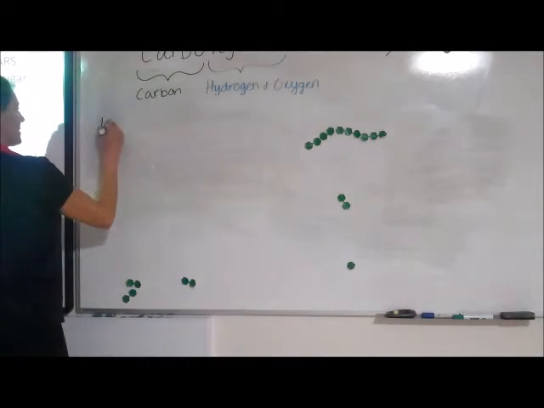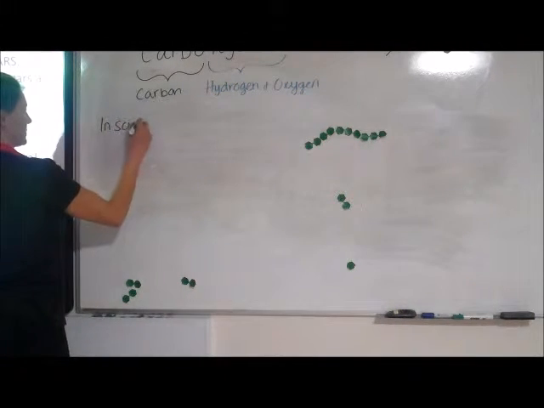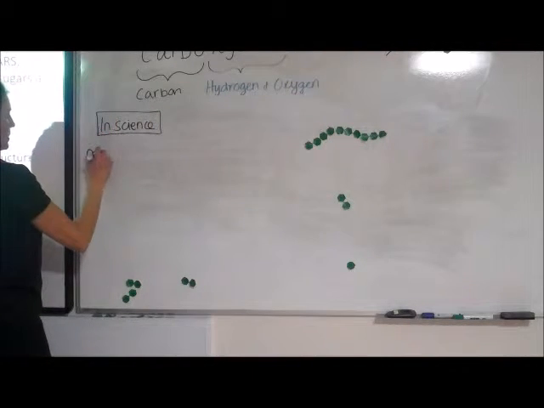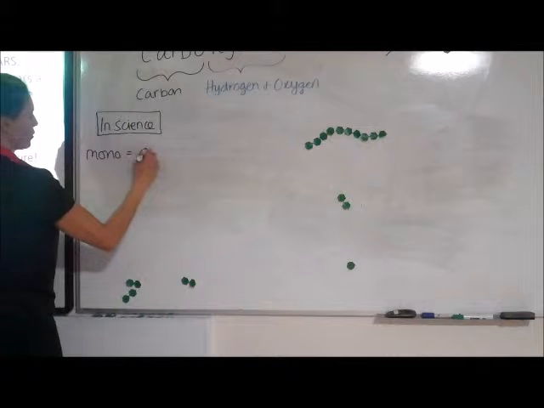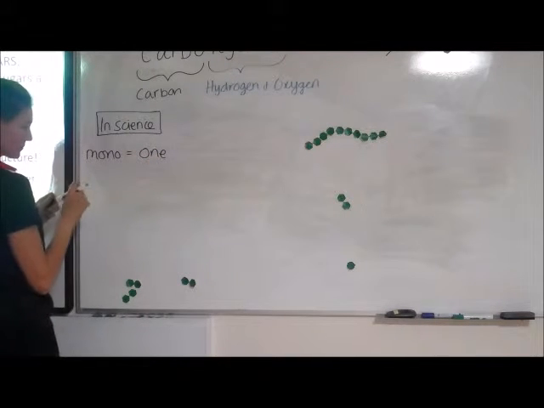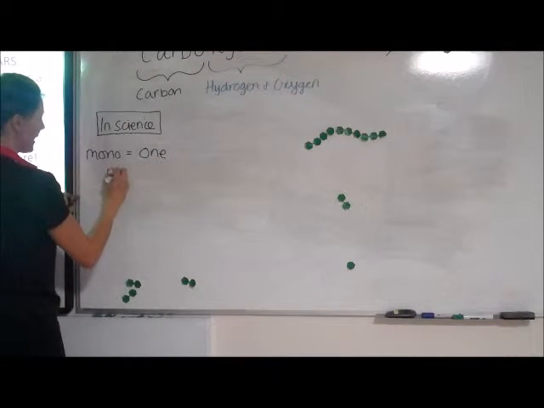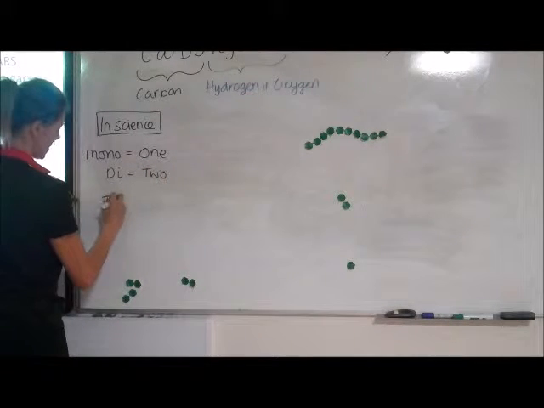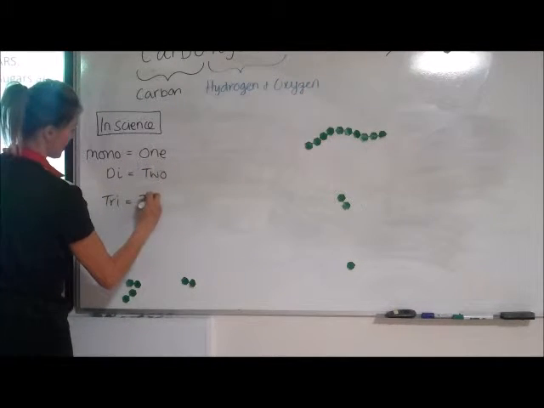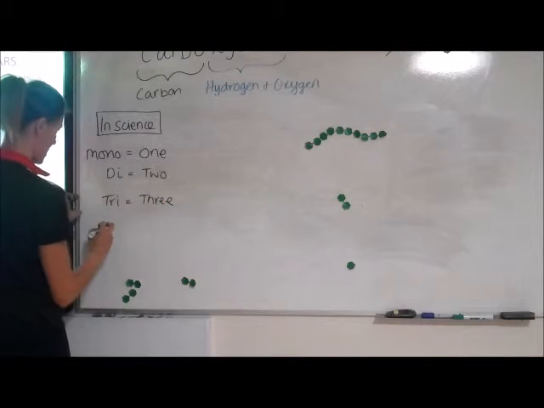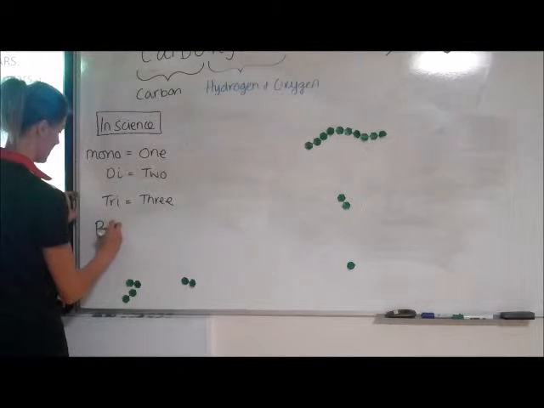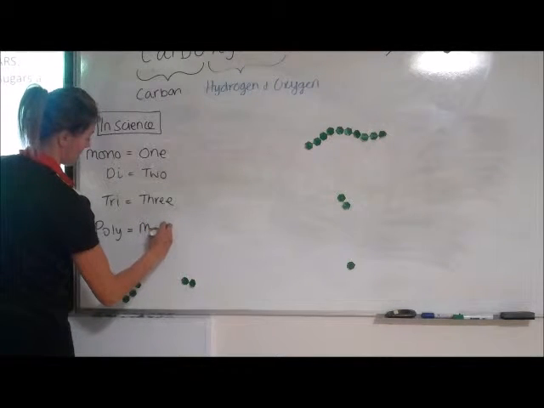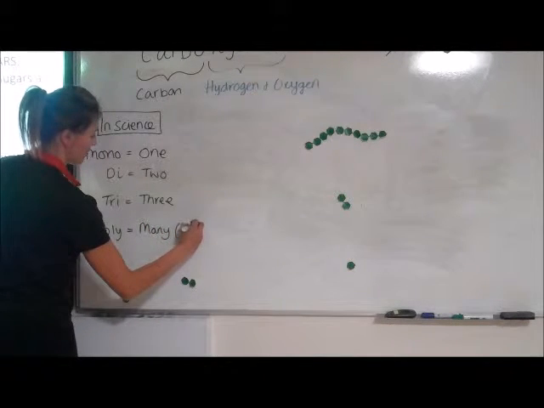In science, mono equals 1, di equals 2, tri equals 3, and poly means many, or 10 plus.